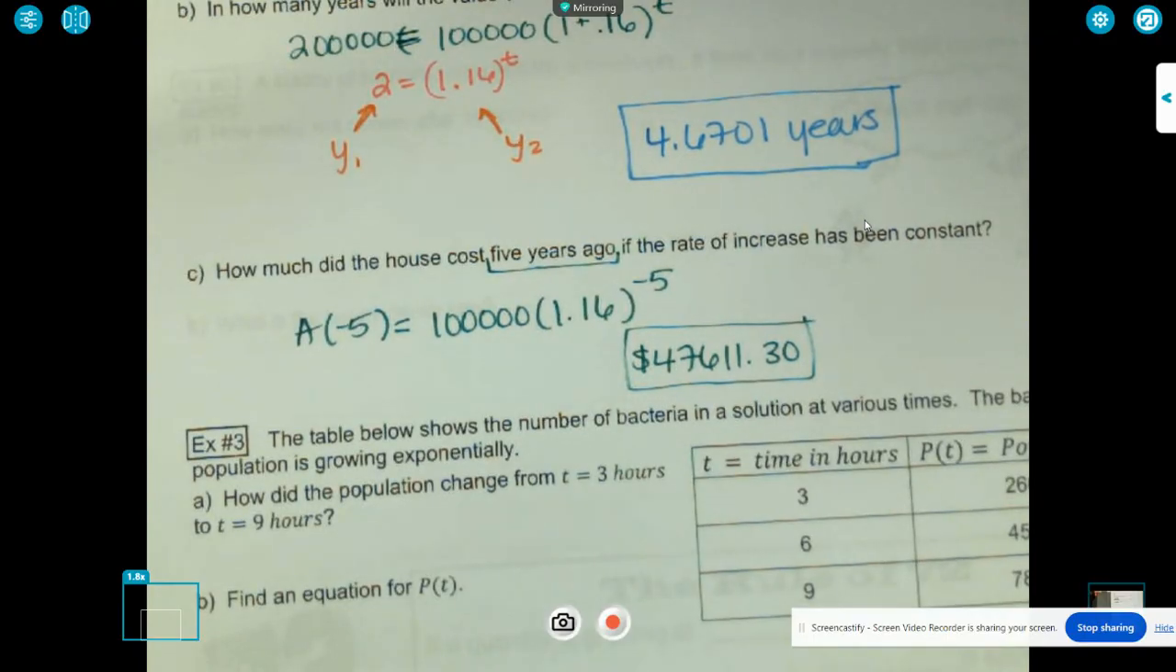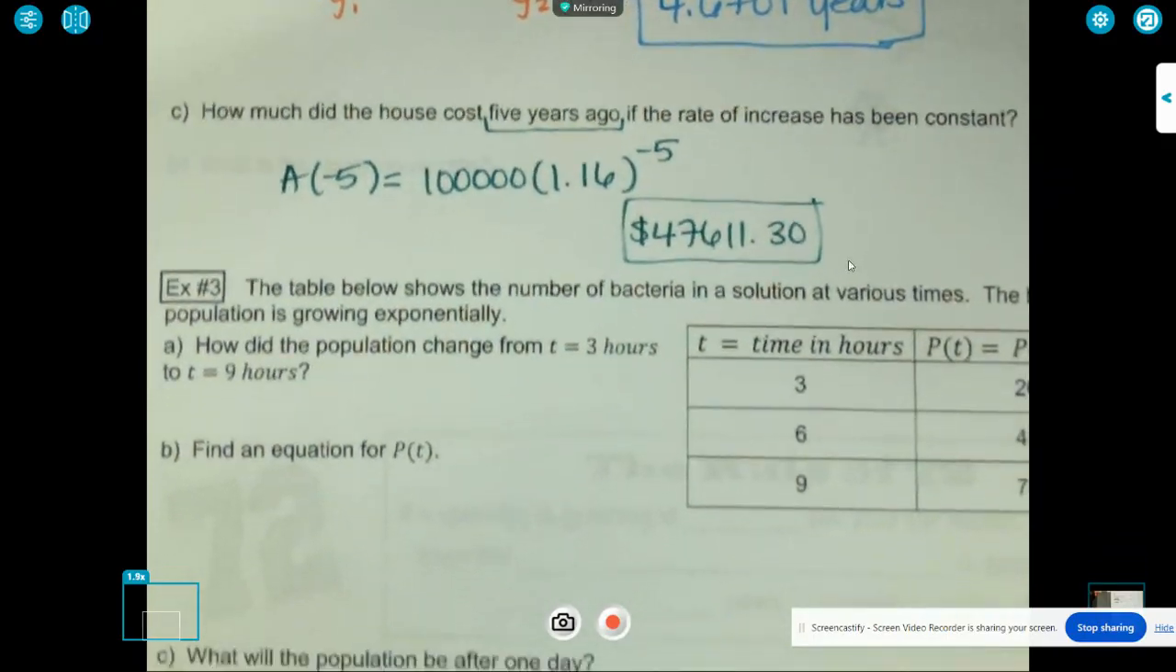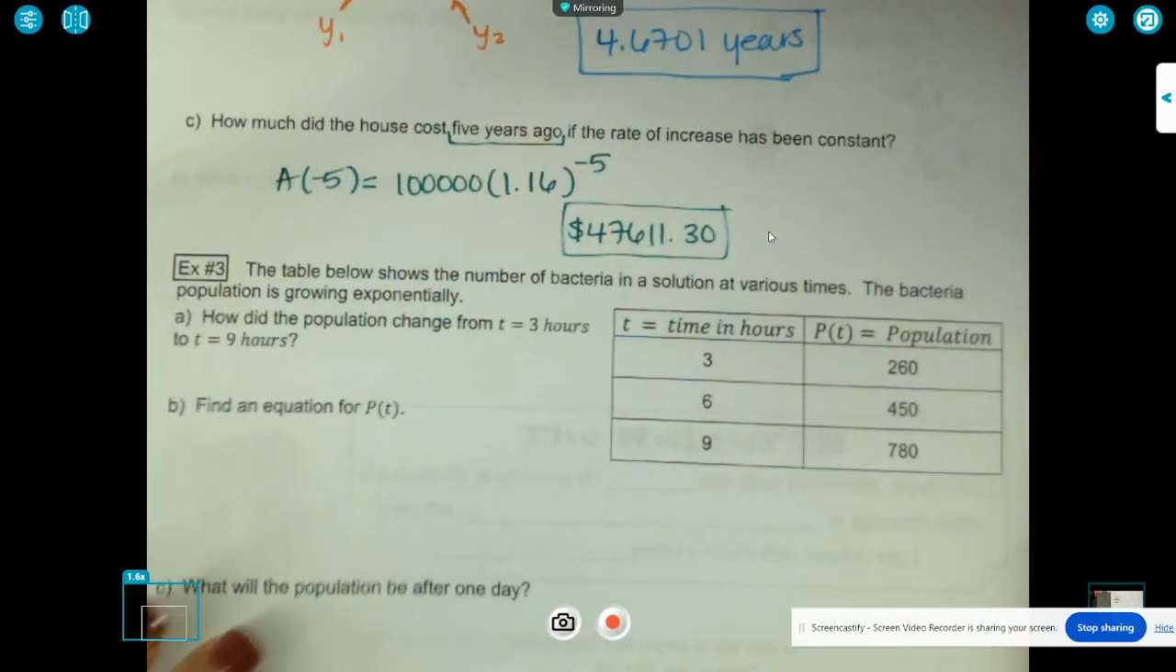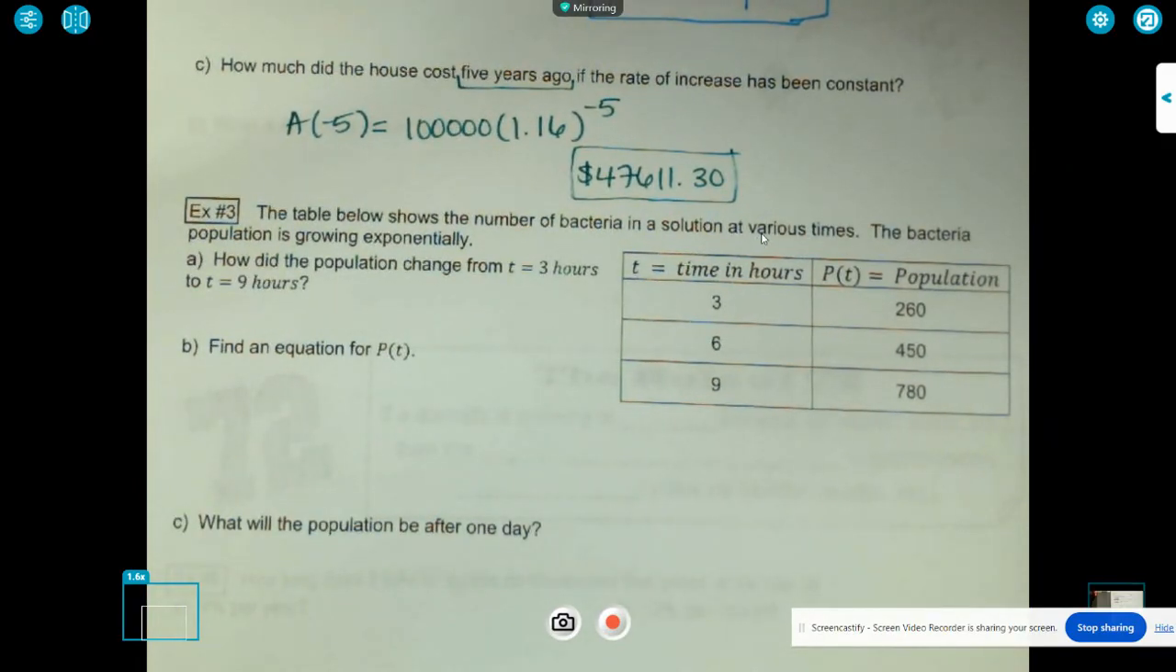Okay. All right, example number 3. The table below shows the number of bacteria in a solution at various times. The bacteria population is growing exponentially. How did the population change from t equals 3 to t equals 9? Now, y'all, there's a lot of things you can tell me here. What's the most obvious thing you can tell me from 3 to 9? What did it do from 3 to 9?